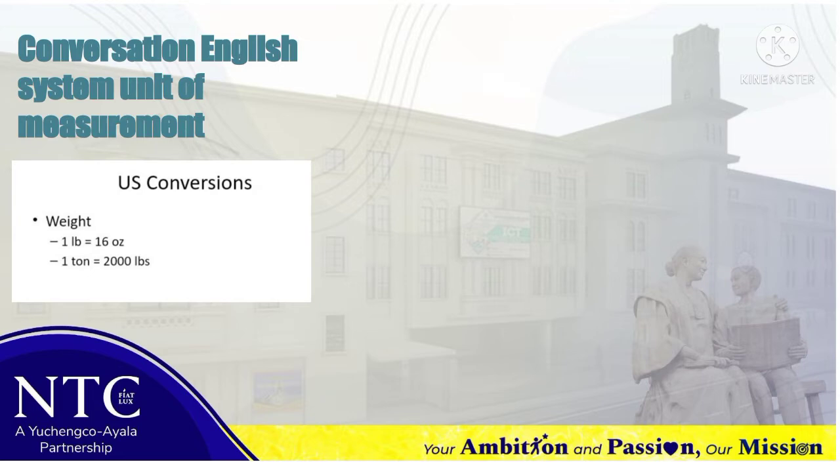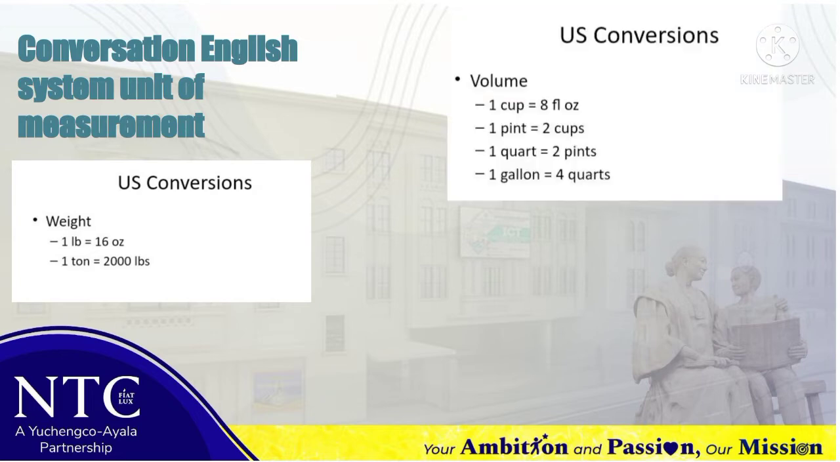Conversion of English system units of measurement. First, weight measurement: 1 pound equals 16 ounces, and 1 ton equals 2,000 pounds. Second, volume measurement: 1 cup equals 8 fluid ounces, 1 pint equals 2 cups, 1 quart equals 2 pints, and 1 gallon equals 4 quarts.